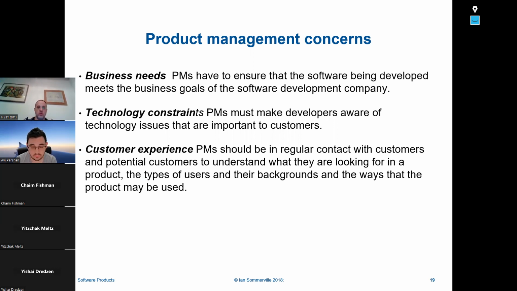Technological constraints. Well, he says the product manager must make the developers aware of the technological issues that are important to customers. Okay, I would have explained it differently. I would say that he has to know what are things that can't be done. Maybe we want to have some feature, maybe that feature is way down the road. It requires satellite phones. It requires too much technology.